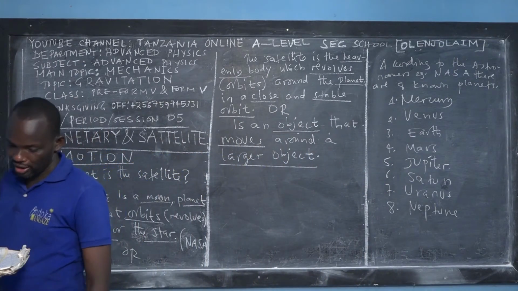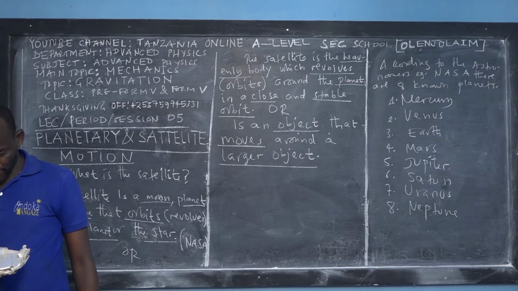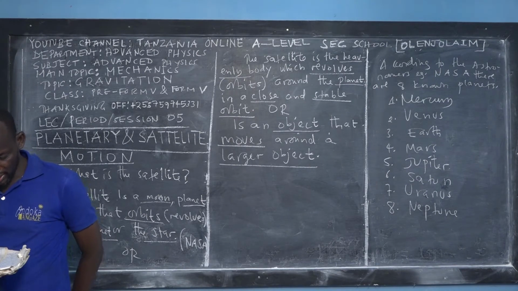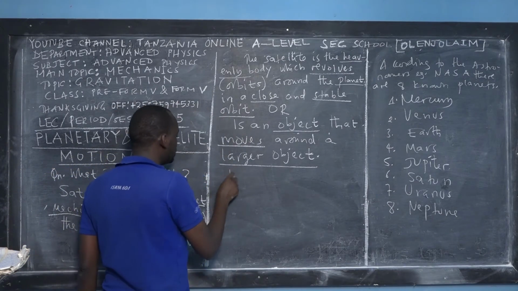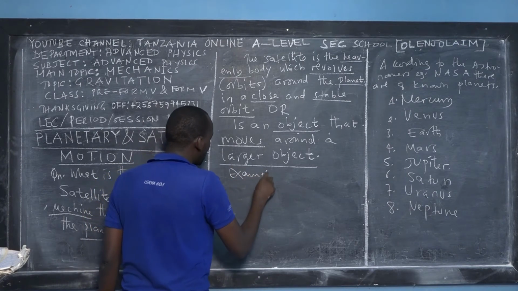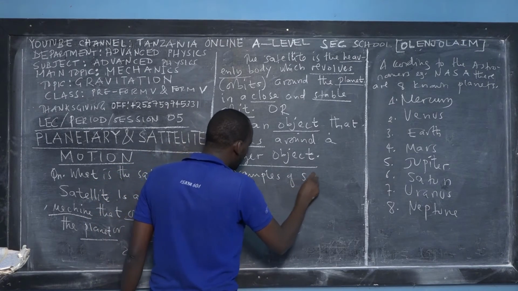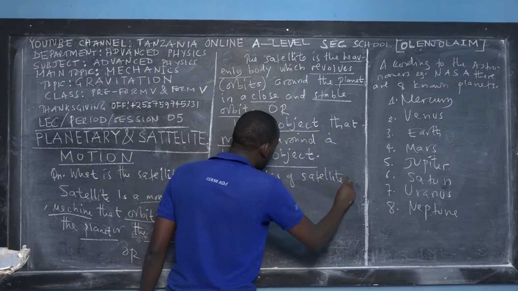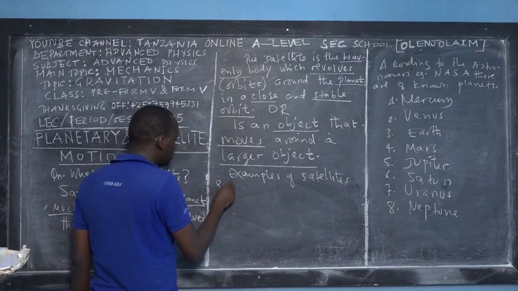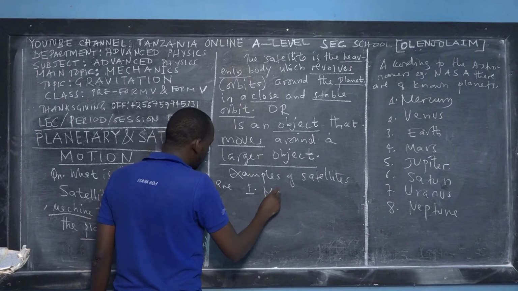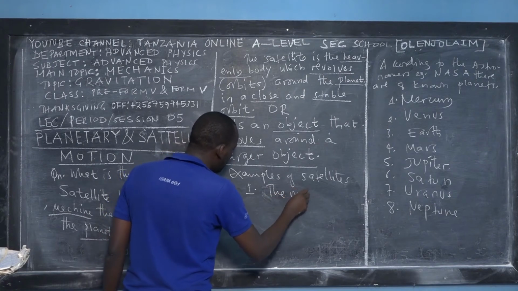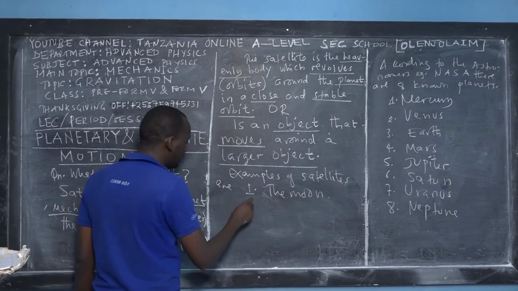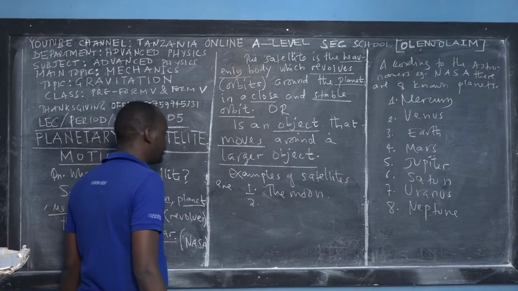So before we classify the types of satellites, let me give you some examples of satellites in general. The first example of a satellite is the moon. The moon, we used to see it during the night. This is an example of a satellite.